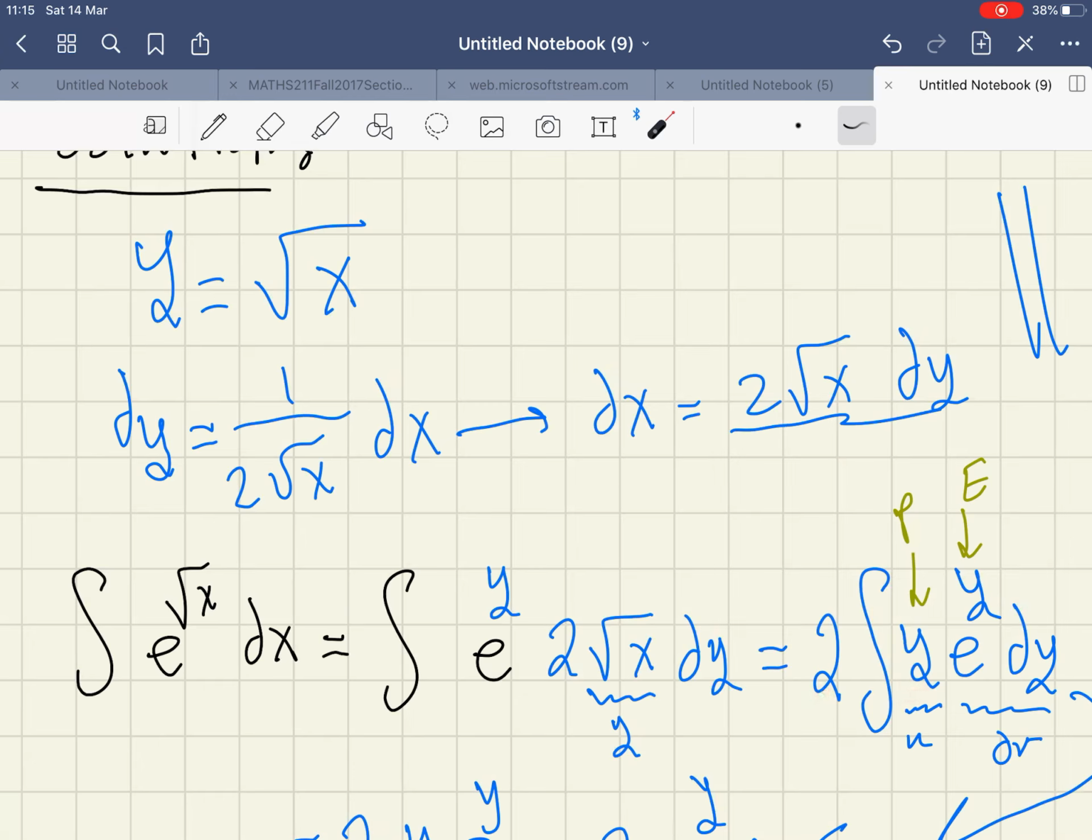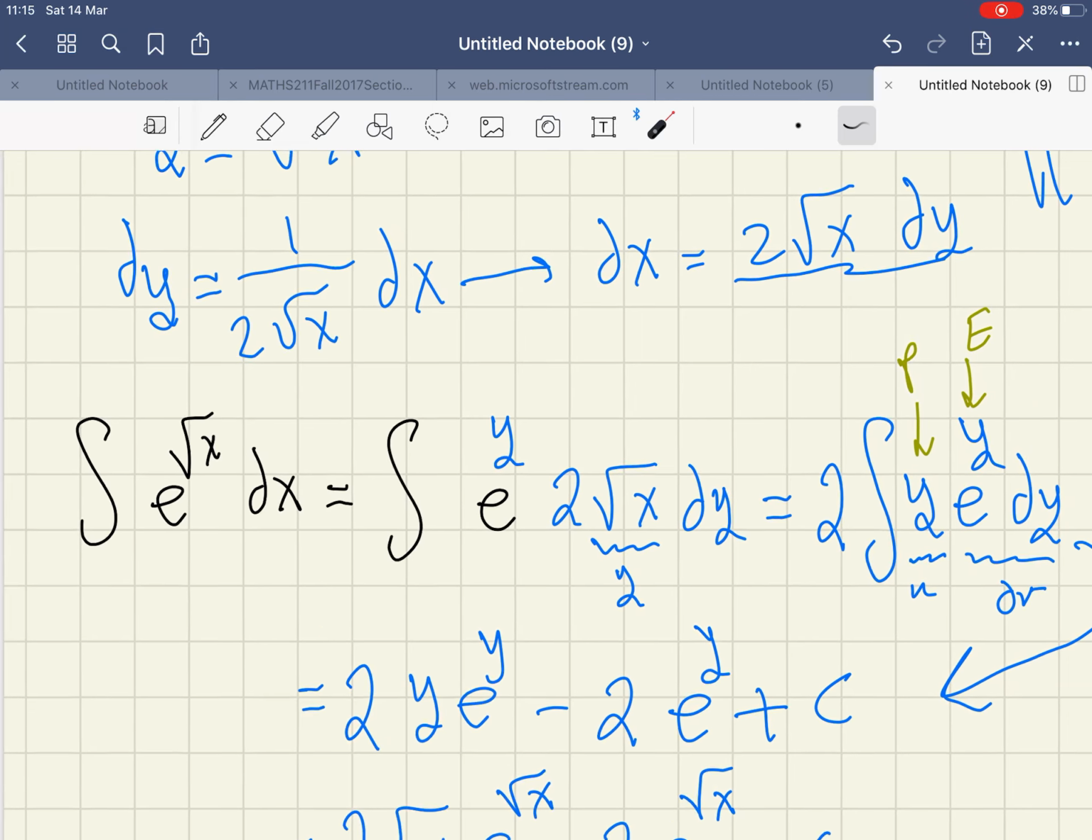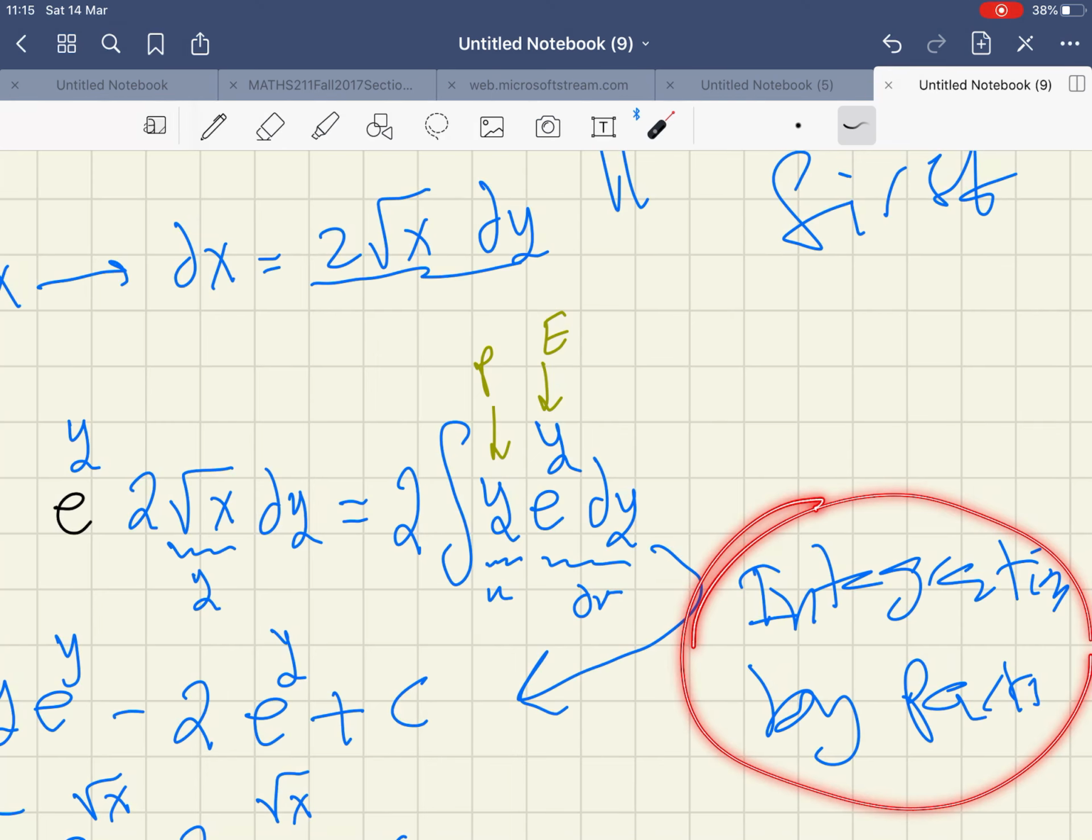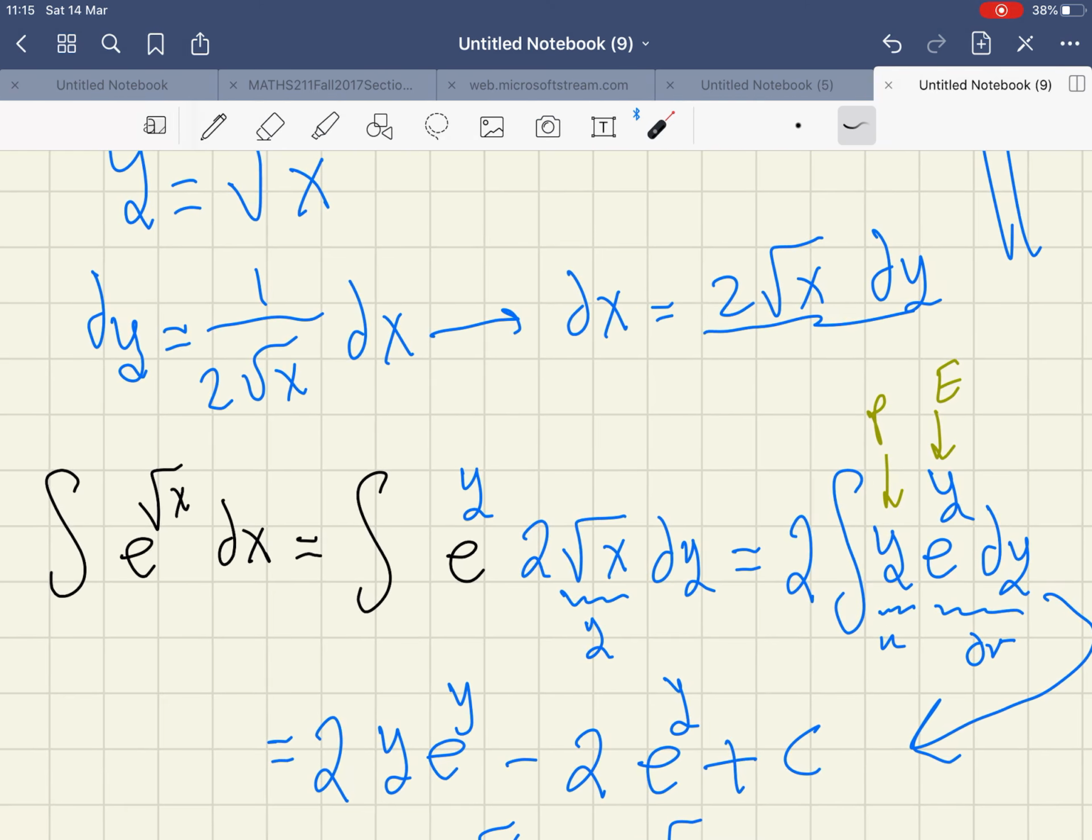Now this is the multiplication of two basic functions, the y and e to the power of y, and one of them is a power function, one of them is exponential. We use integration by parts. The u will be y and dv will be everything else. If we do integration by parts, I will leave it to you to do it by yourself at home. That's what you should get.